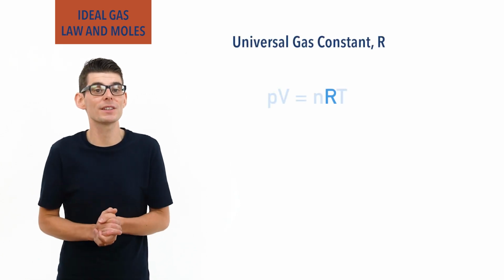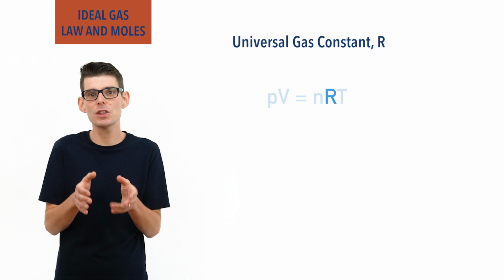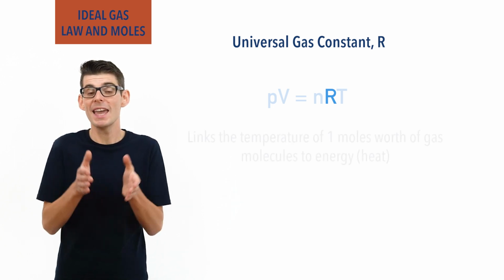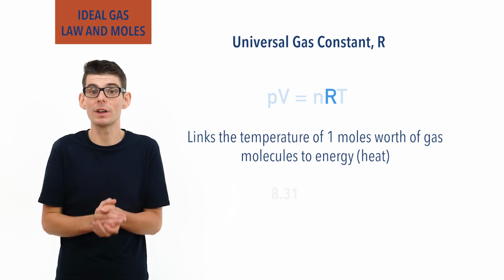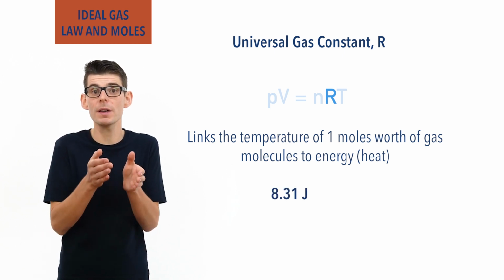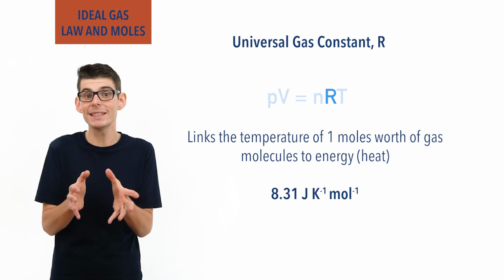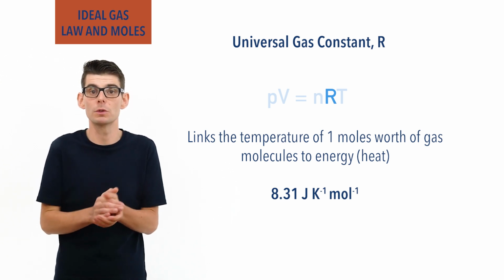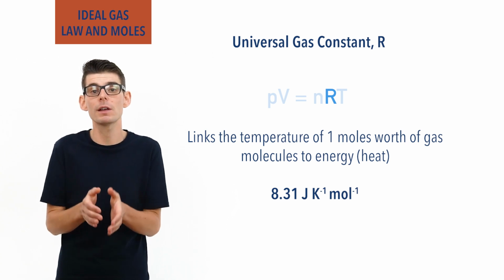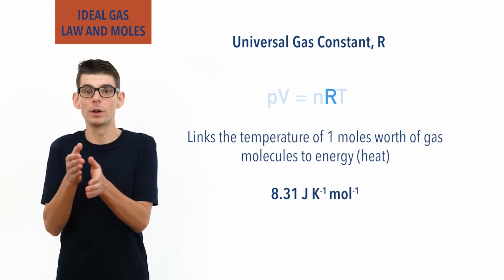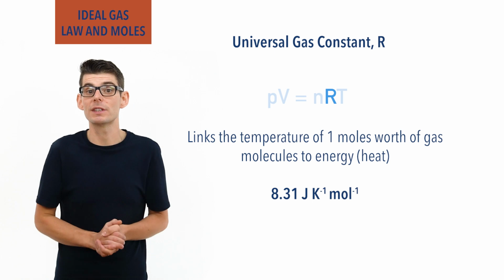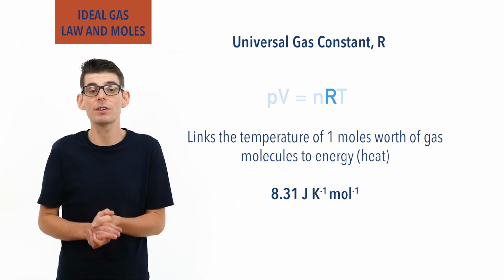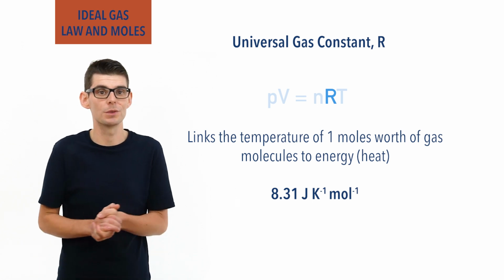The universal gas constant, R, links the energy of a mole's worth of gas molecules to their temperature. Its value is 8.31 and has the units of joules per Kelvin per mole, meaning it shows how much the energy of 1 mole's worth of gas molecules increases by every time their temperature is increased by 1 Kelvin. Increase the temperature of 1 mole of gas molecules by 1 Kelvin and their energy increases by 8.31 joules.